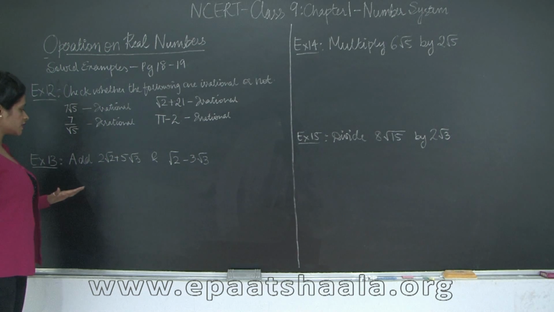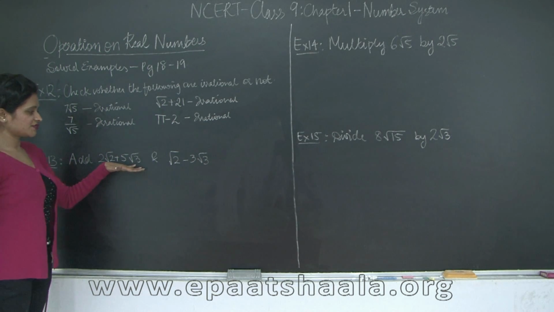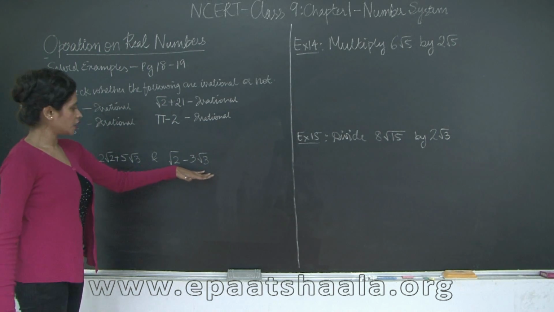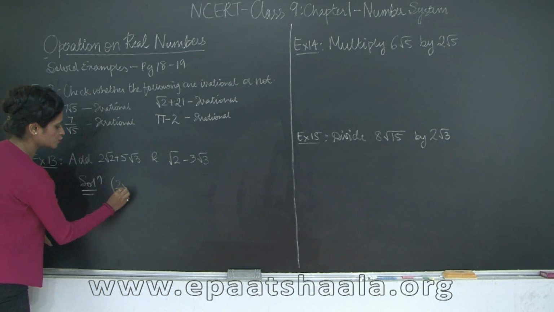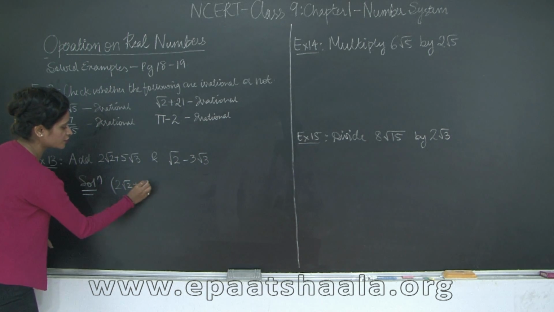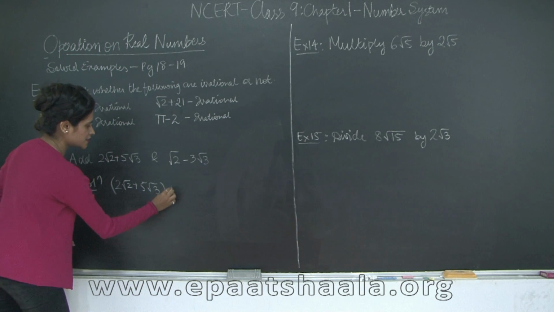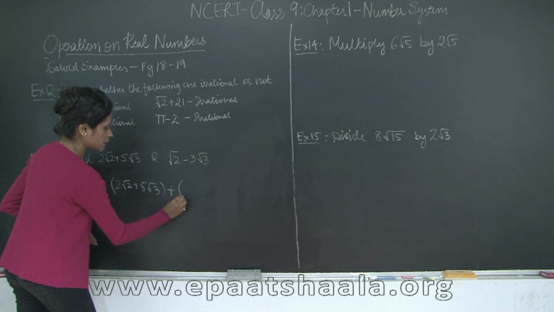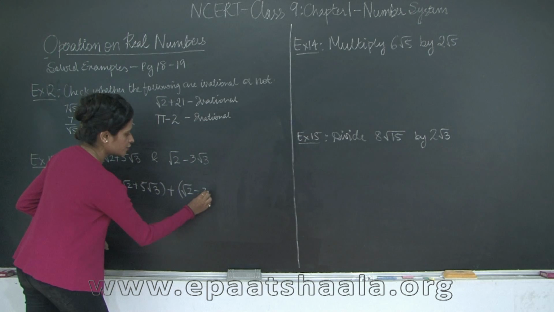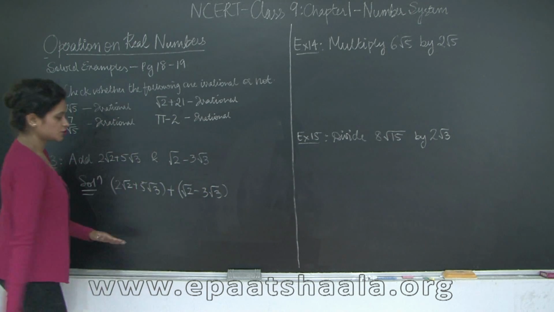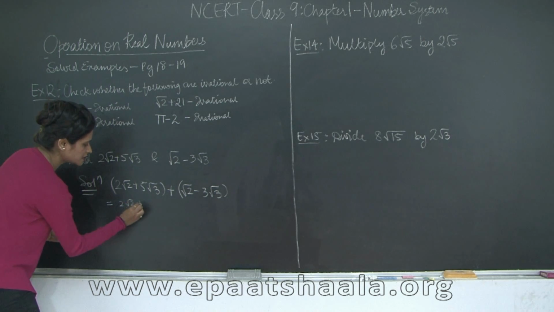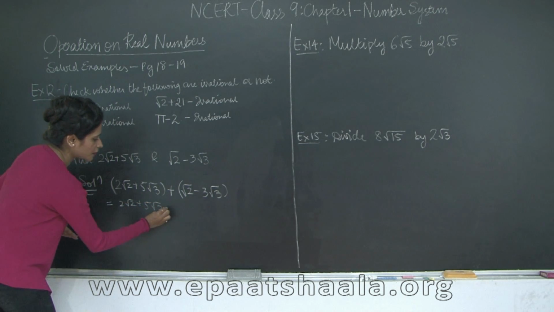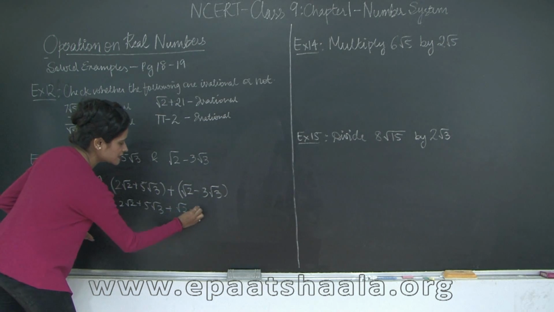Okay. The 13th question: add 2 root 2 plus 5 root 3 and root 2 minus 3 root 3. So, how are we going to do this? I will say solution. This is 2 root 2 plus 5 root 3, plus, you have to add, right, that is why plus root 2 minus 3 root 3. So, I am going to open my brackets first. This is going to be equal to 2 root 2 plus 5 root 3 plus root 2 minus 3 root 3.